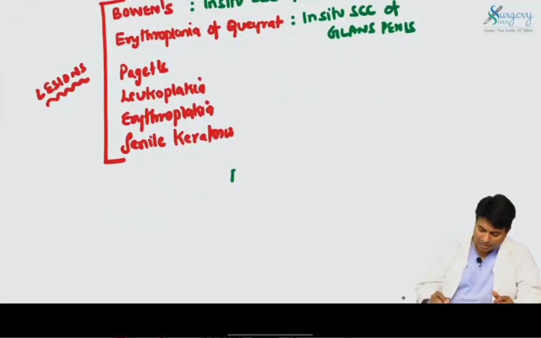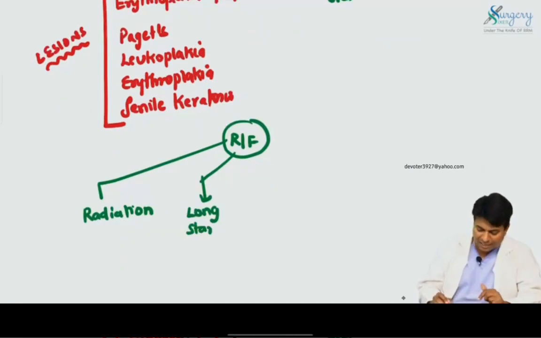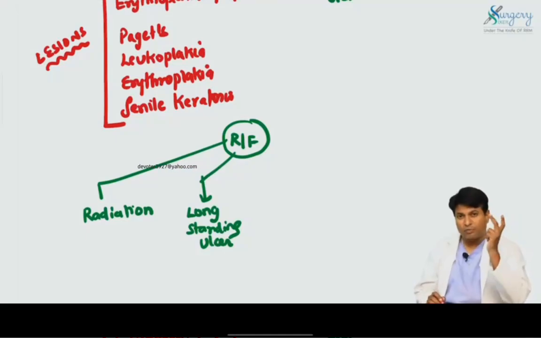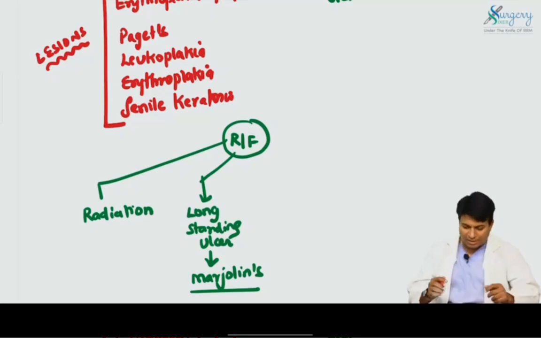Now, the risk factors. Tell me the risk factors. Very important is radiotherapy. Radiation is one important risk factor. Long-standing ulcers, like a venous ulcer or a chronic scar, can give you Marjolin's ulcer. Marjolin's ulcer is a type of squamous cell cancer.